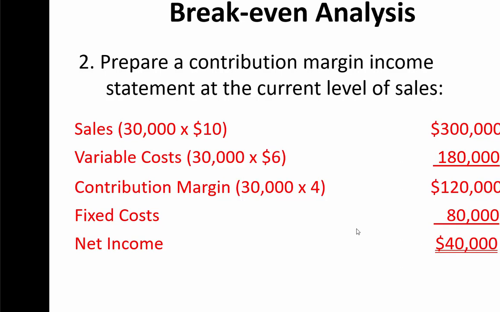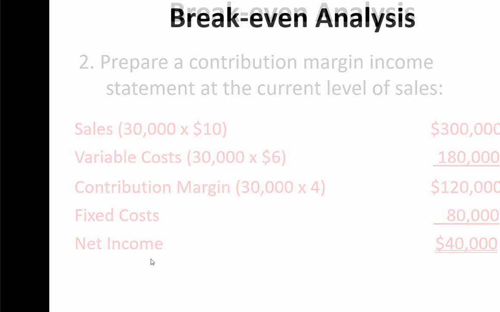All right, now, remember, if you have net income, that means that this level of sales is higher than our break-even point, right? Because at break-even, we have 0 income. So that means that when you calculate your break-even, you know it's going to be less than 30,000 units, because at 30,000 units, we have a profit.